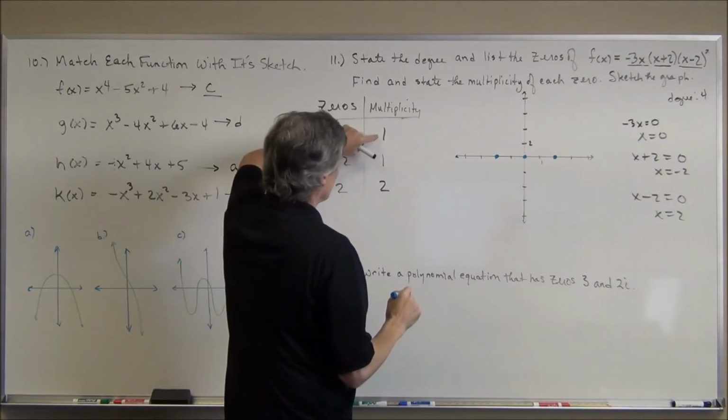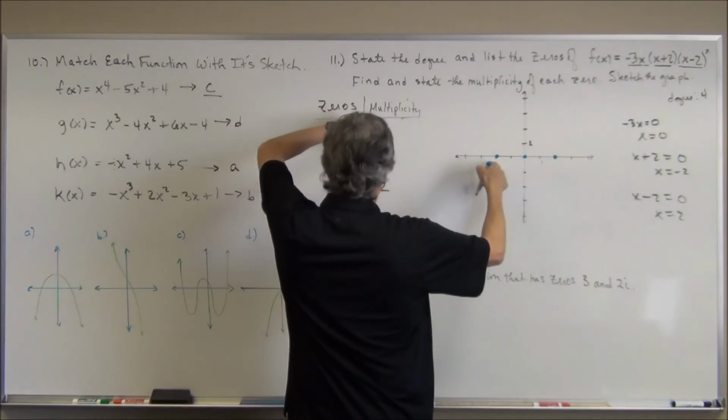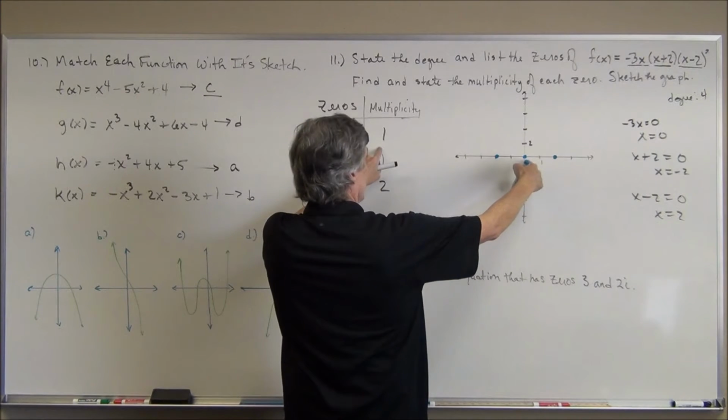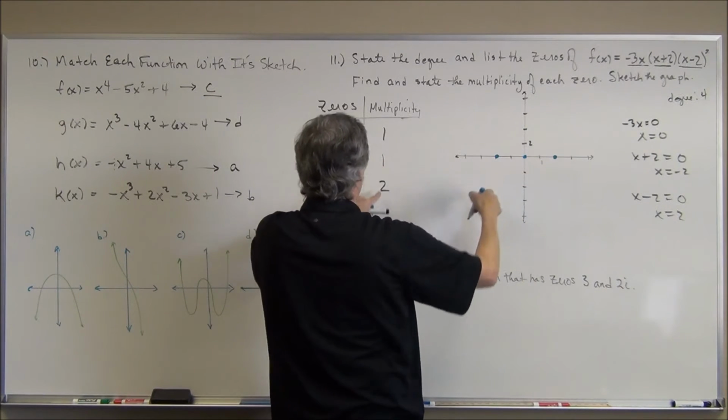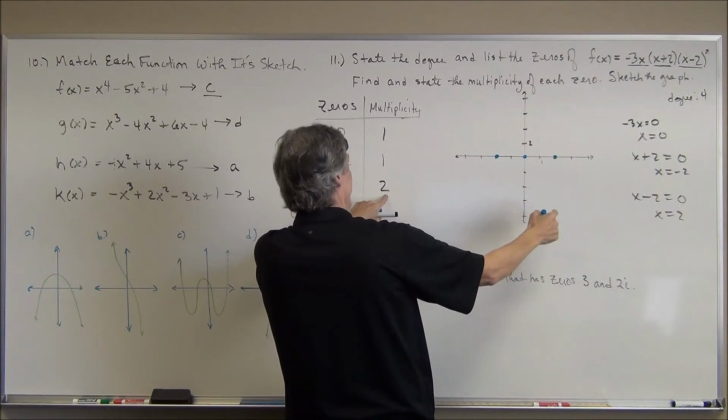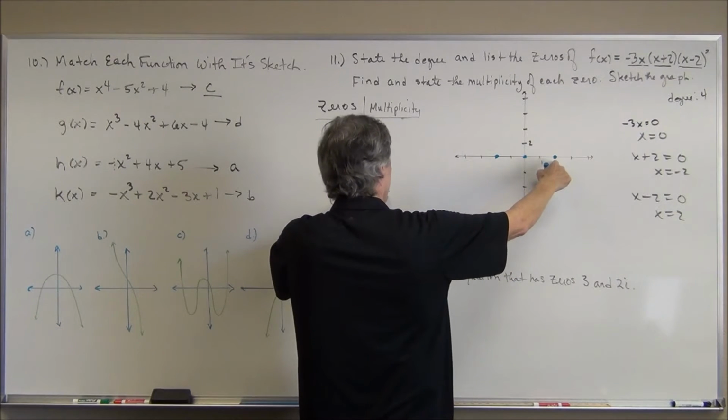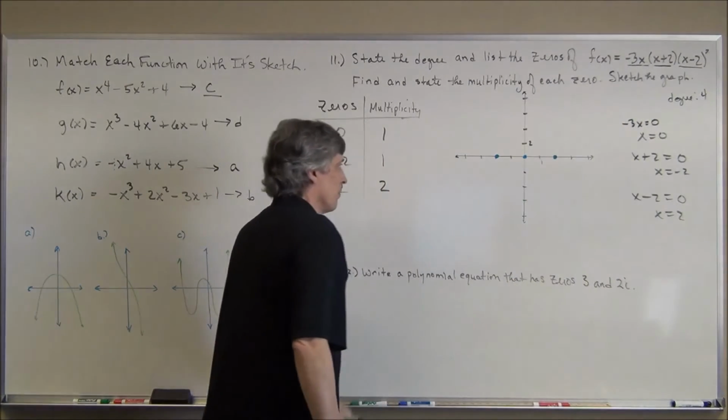But because it's degree 1, I know that on this x-intercept, it's going to cut through. On this x-intercept, it's going to cut through. But on this one, degree 2, any even multiplicity, it's not going to cut through it. It's going to touch it and then turn back around the other way.